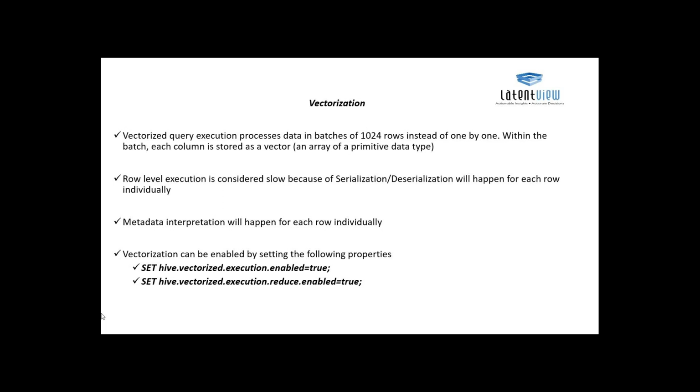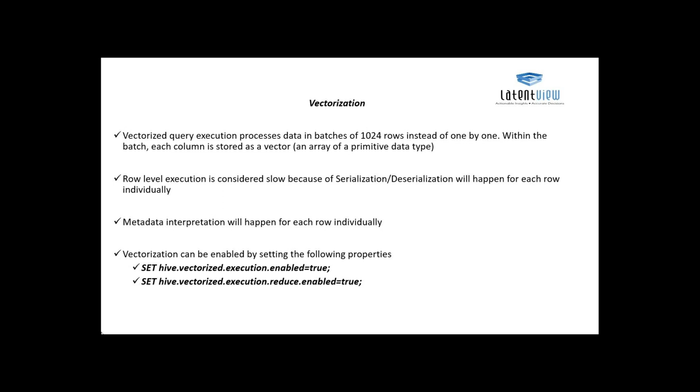In order to avoid that, we can use something called vectorization. With vectorization, 1024 rows are processed at one time. If you enable vectorization, batches of 1024 rows will be processed. So the time taken to connect to the metastore and get the output will be very less, and the output you are expecting will come in much less time when you enable the vectorization properties.